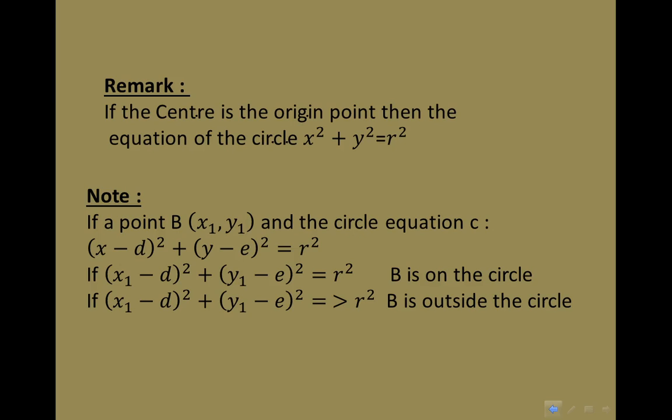Also, if we substitute the point B (x1, y1) instead of x and y in the equation of the circle, and we get (x1 minus d) squared plus (y1 minus e) squared less than r squared, then B is inside the circle.